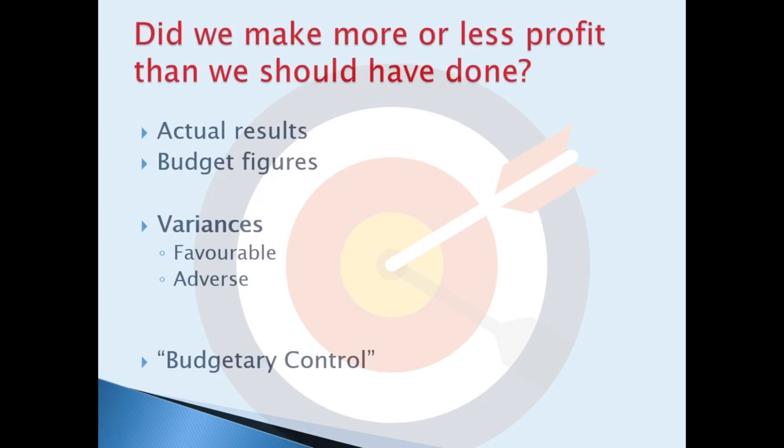So, dealing with the first one first. Did we make more or less than we should have done? So you use the budget. You take the budget figures and you compare them with what actually happened. And the difference between the two is called a variance. And if that variance increases the profit, we call it a favourable variance. And if it reduces the profit, we call it an adverse variance. And this business of looking at these differences and doing something about them is known as budgetary control.